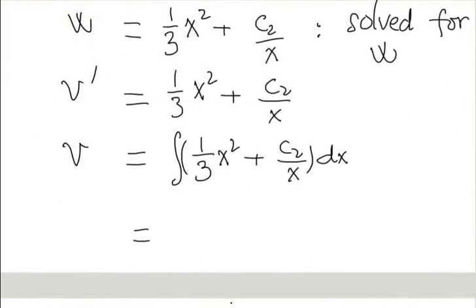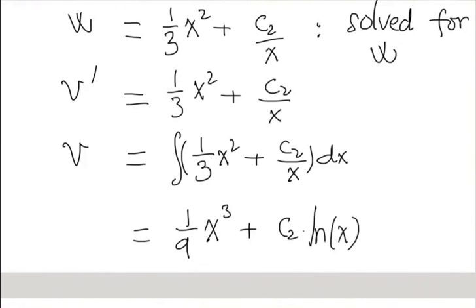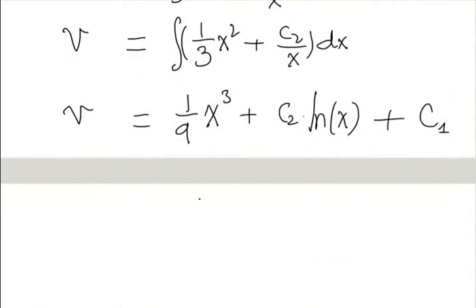And so we get 1/9 of x cubed plus C2 times the integral of 1 over x, which will be natural log of x. And again, we need to add a constant, which I will label as C1 in this case. So now we have solved for V. But this is not the final answer yet. The final answer is Y. And so we get back to Y. This is our unknown we wanted to solve.